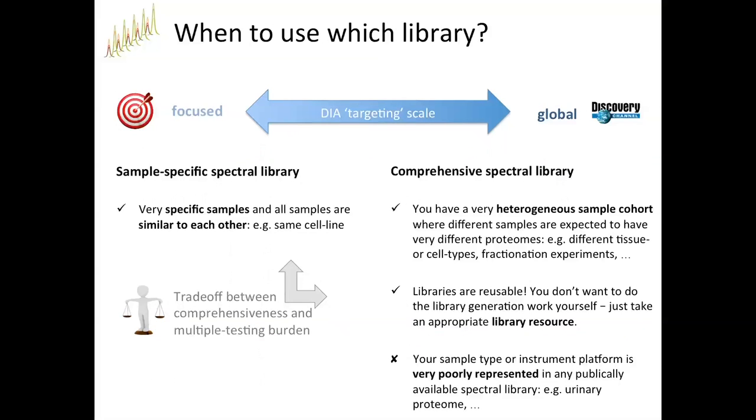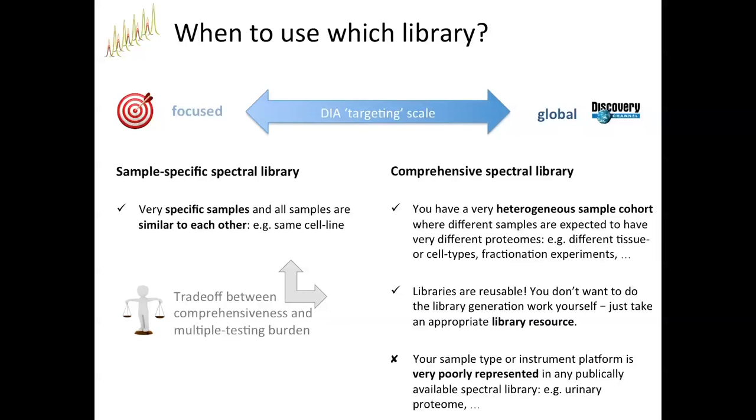So now the question is, of course, what library should you use for your study? I think in general you could say that the sample-specific library is very useful for studies where you have a well-defined set of samples which are very similar to each other, so for example coming from the same cell line. However, if you have a heterogeneous sample cohort, you will immediately get to a stage where you need to use a comprehensive library, and the representation of your samples in the library will not be as good. Then you get to this side of the scope.